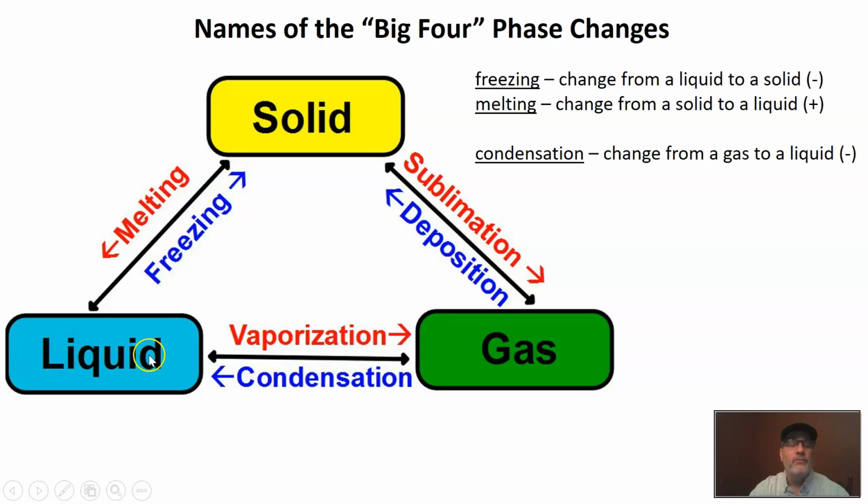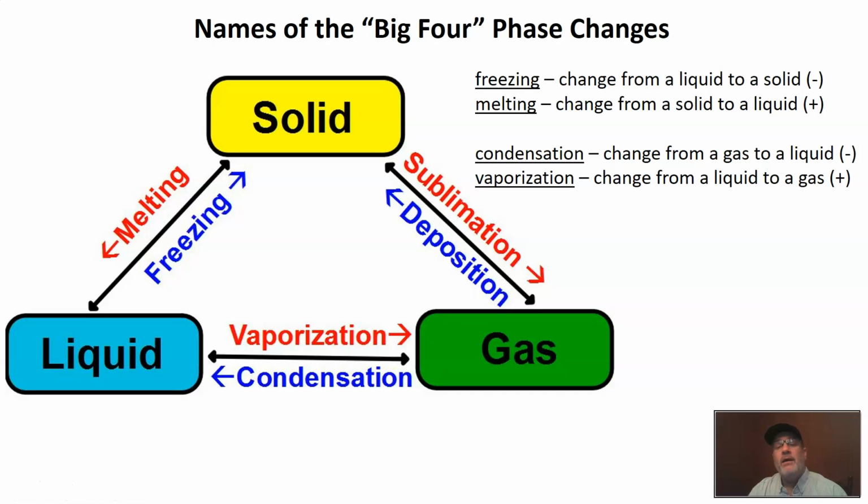Now, let's look at liquid to gas. So the first one I want to look at is a gas that is losing heat energy and turning into a liquid. We call that phase change condensation. The reverse of condensation is something called vaporization. That is when a liquid gains heat energy or absorbs heat energy and it turns into a gas.